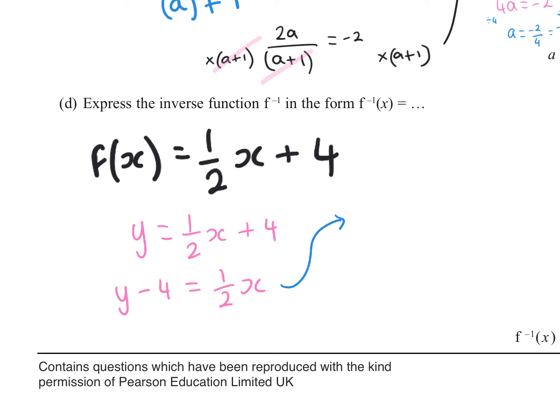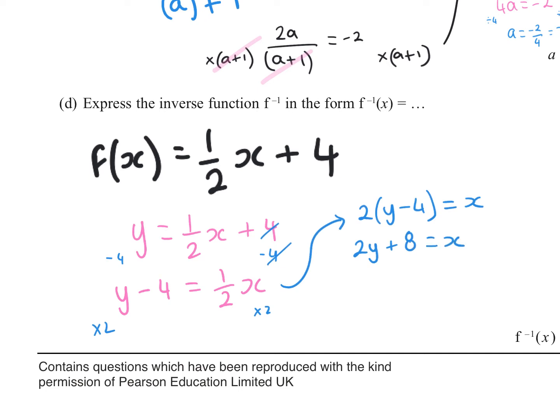I'm going to multiply by 2. Remember I took away 4 from both sides here, because this is going to cancel to give me 0. If I now multiply both sides by 2, a half x times 2 is 1x. So then I'm going to get 2 lots of y minus 4 equals x. Or you might want to expand that and do 2y plus 8 equals x.